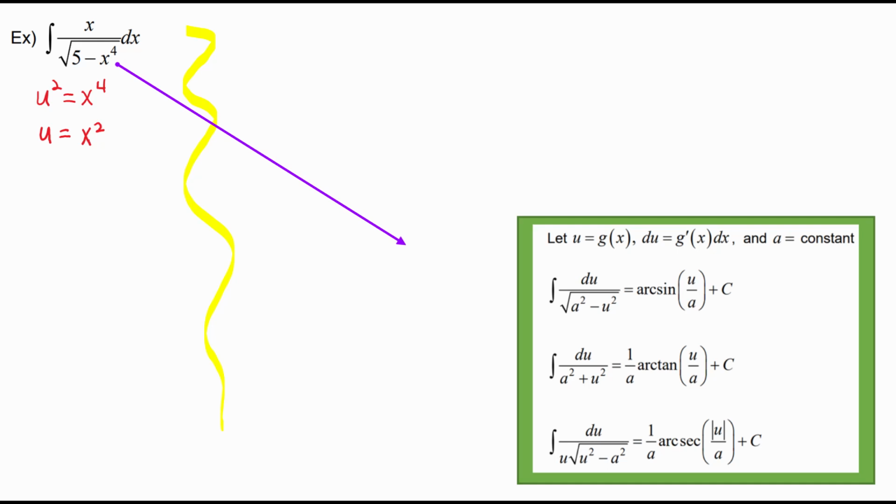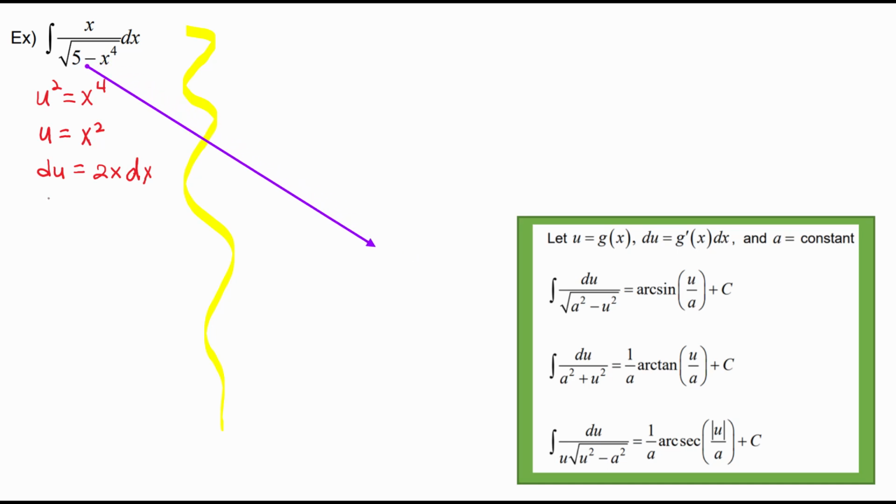So that if I square both sides, I get u squared and I get x to the power 4. Do you see that? Then du would be equal to 2x dx. No problem. I see x dx on the numerator. So all I have to do is multiply by 2 and divide by 2 so that I would have a 2x dx. No problem. And my a squared is 5. That would make my a radical 5. All right, no problem. We're almost there already. This one's an easy one, huh?